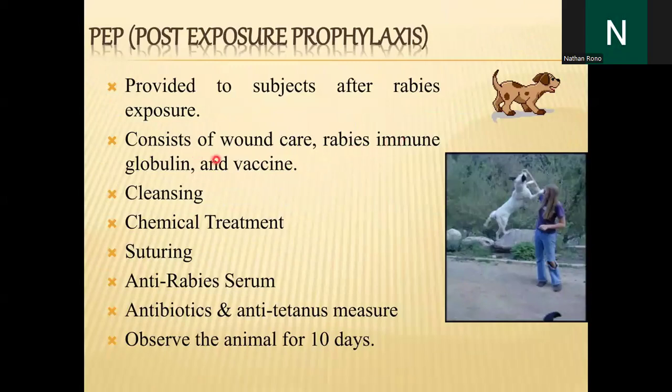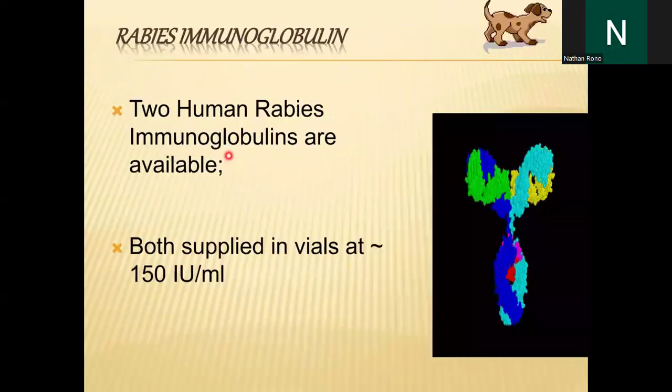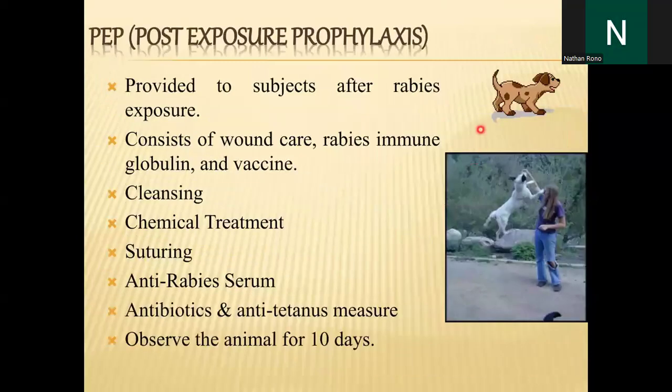Then the rabies immunoglobulin. Here it is. So there are 2 human rabies immunoglobulins that are available, both supplied in vials at 150 international units per ml. Have you heard of immunoglobulins? So there's IgG, IgM, IgE, IgD. Those are the immunoglobulins. Basically, they're antibodies. And then we have the vaccine, which is the post-exposure vaccine.